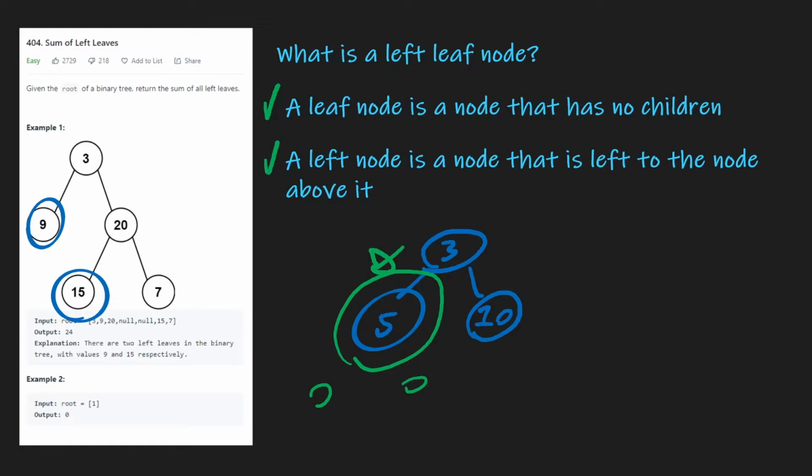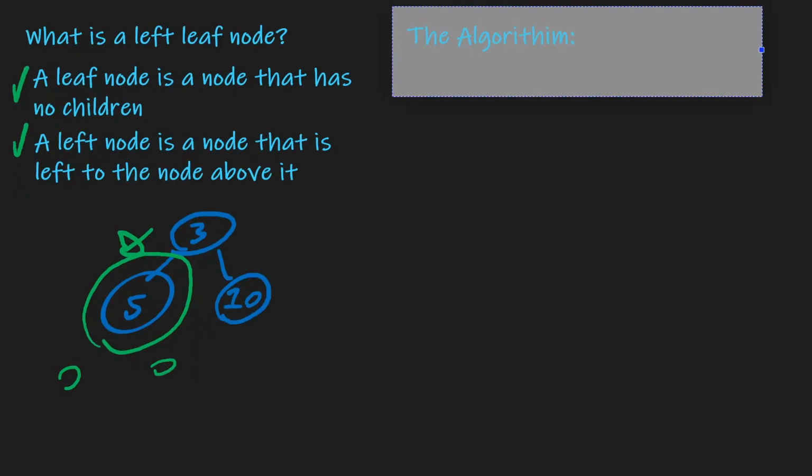In our solution, we're going to want to try and solve the problem in a similar way to how we just did it on the paper here. We can simplify this problem by thinking about an algorithm that's going to work at every single node. So we looked at the 3 and we saw that this 5 was a left leaf node. It's important to think about why.